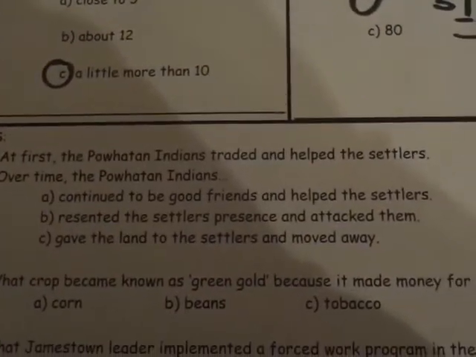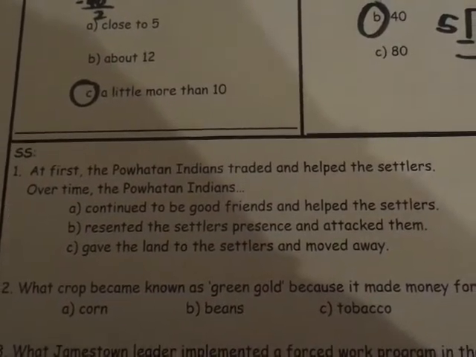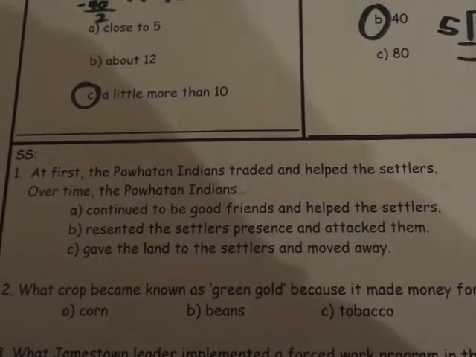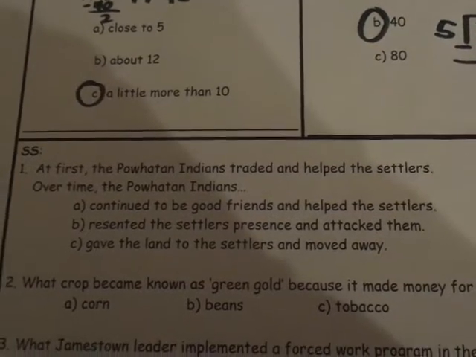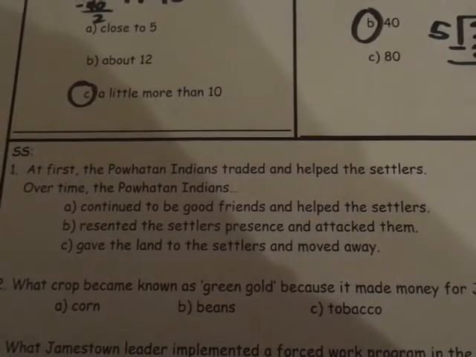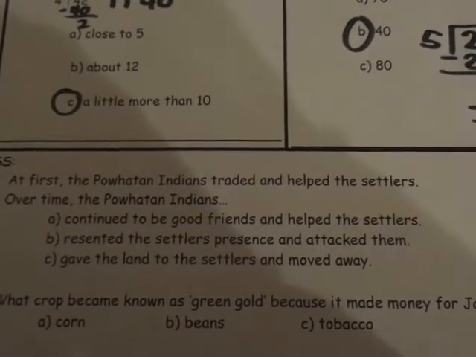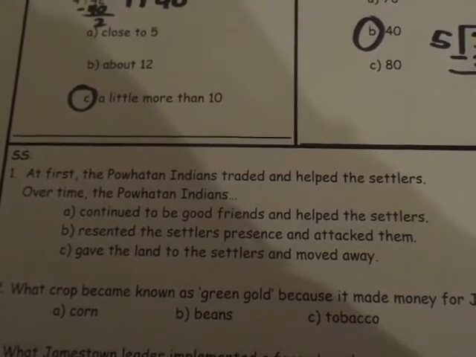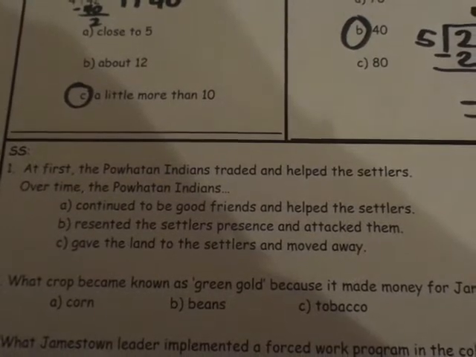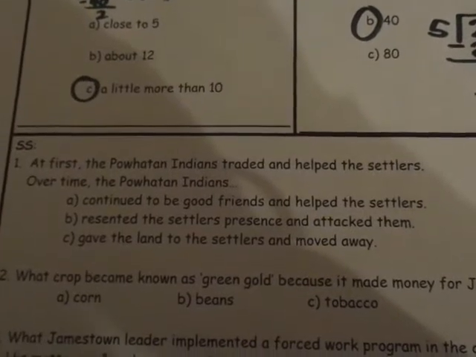Social studies. Number 1. At first, the Powhatan Indians traded and helped the settlers. Over time, the Powhatan Indians... So, this is pretty much asking us, how did the relationship between the Powhatans and the settlers change? A. They continued to be good friends and help the settlers. B. They resented the settlers' presence and attacked them. C. They gave land to the settlers and moved away.